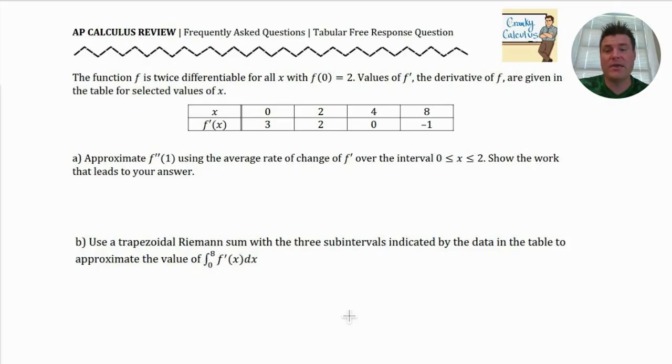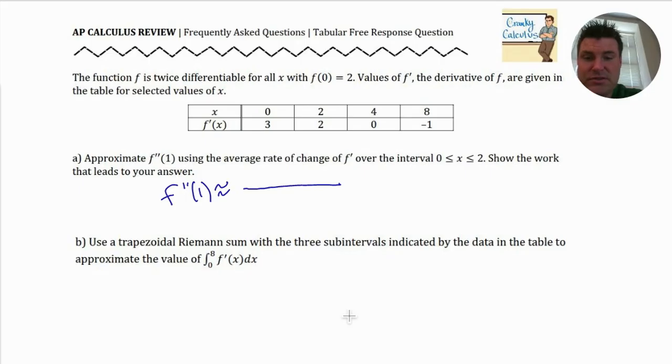Approximate f double prime of 1 using the average rate of change of f prime over the interval from 0 to 2. Show the work that leads to your answer. So all you're going to do for this one is show that f double prime of 1 is approximately, and you just show the difference quotient. So this is going to be f prime of 2 minus f prime of 0. It tells us that we're using those values over 2 minus 0.